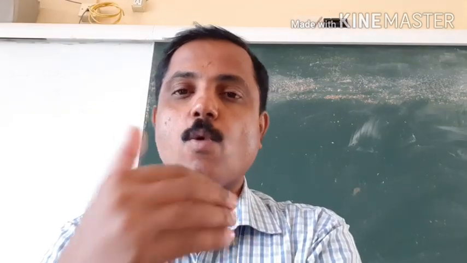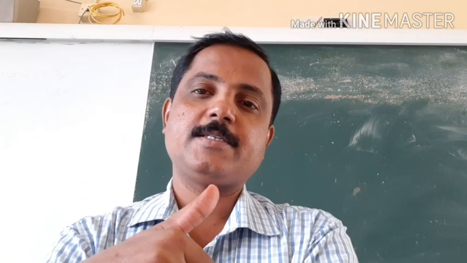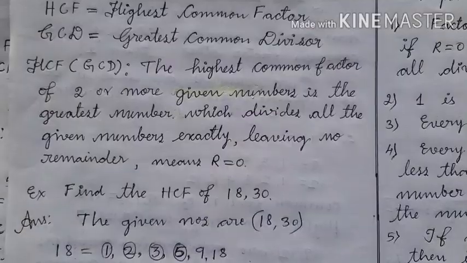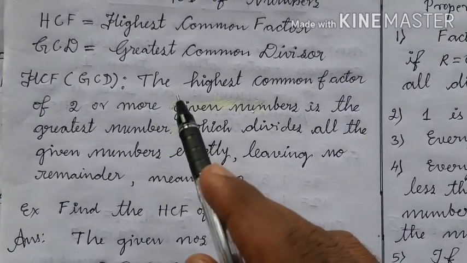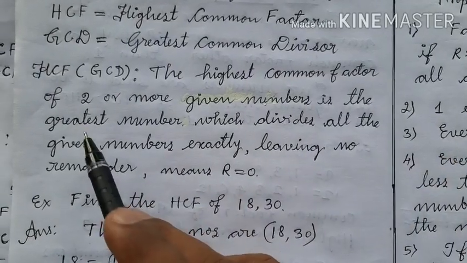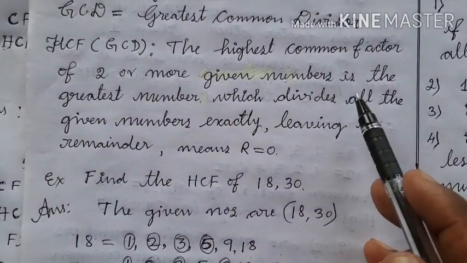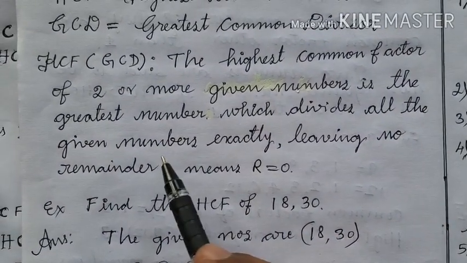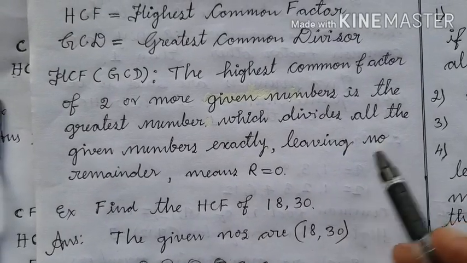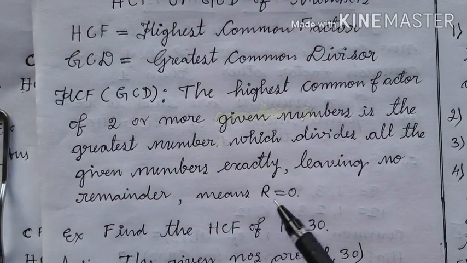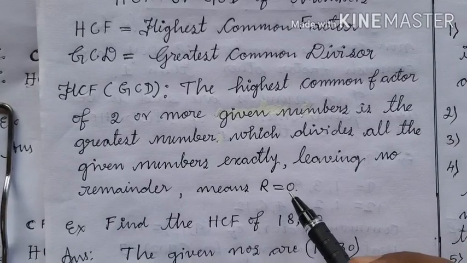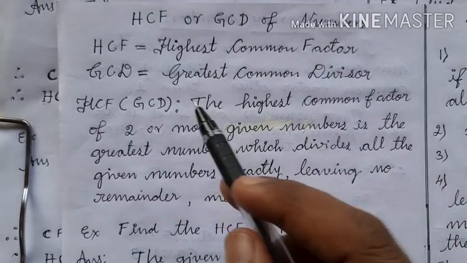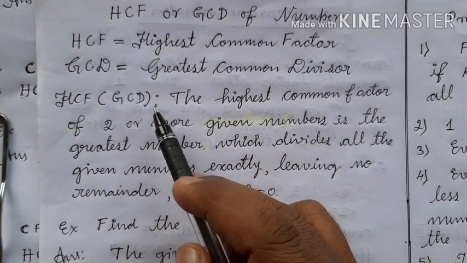Okay, let us see what we mean by HCF of the numbers. How do you define HCF of a number? The highest common factor of two or more given numbers is the greatest number which divides all the given numbers exactly, leaving no remainder. Okay, means the remainder will be 0 here. Understood, children? This is the definition of highest common factor. This highest common factor is also called GCD, right?